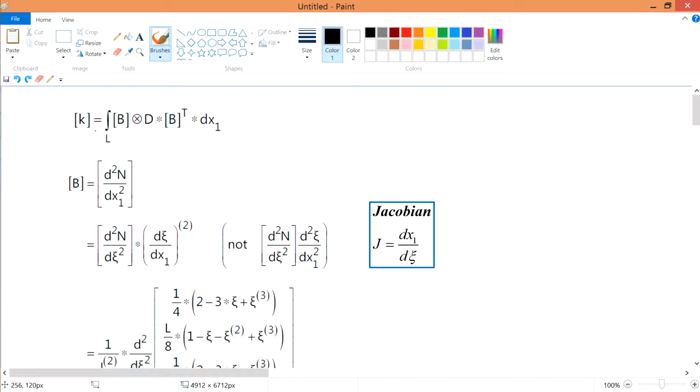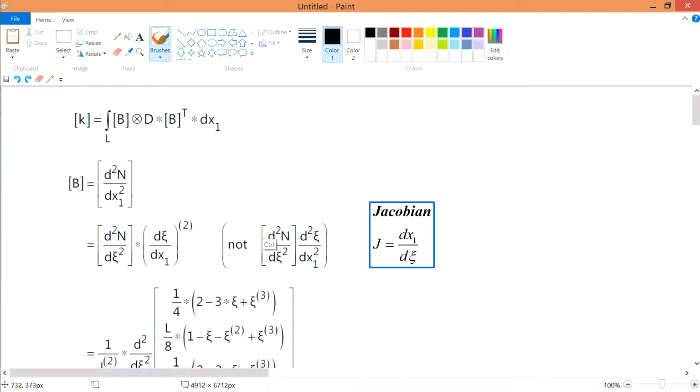Let's continue. The B itself is in terms of d²N over dx². We can actually do it in terms of a chain rule: d²N over dξ², times dξ² over dx1². If I cancel the dξ², I'll have d²N over dx1². Be kind of careful of doing that.